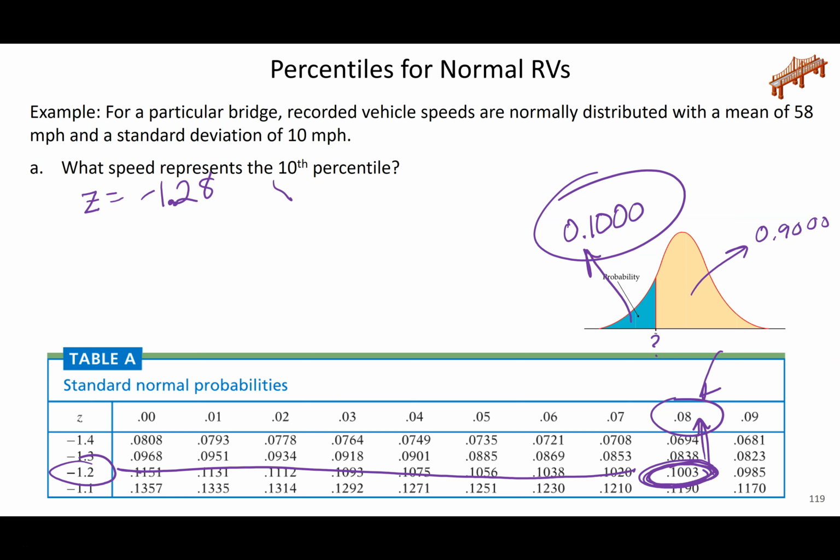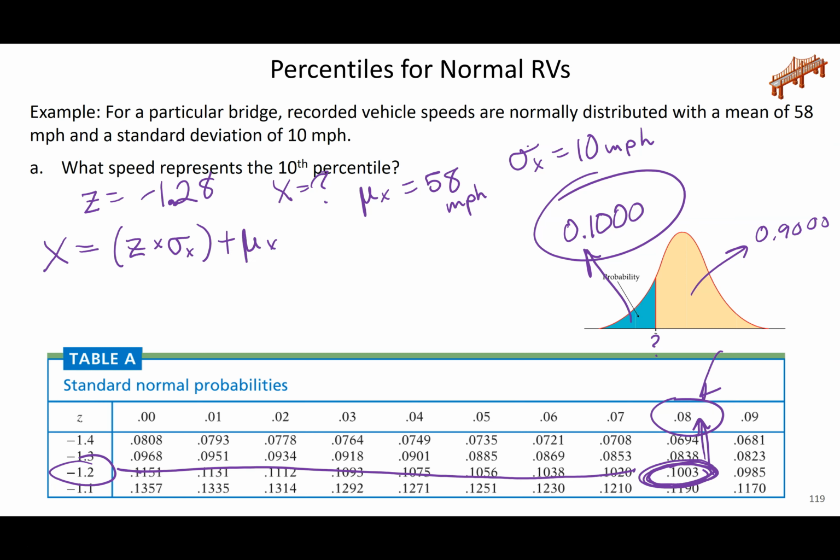So I have my z-score. X is my unknown. Mu, we do know that's 58 miles per hour. And then sigma is 10 miles per hour. If I want to find the value of X, so I want to know what speed has only 10% of cars going slower than it on this bridge, it's going to be Z times sigma plus mu. So negative 1.28 times 10 plus 58.